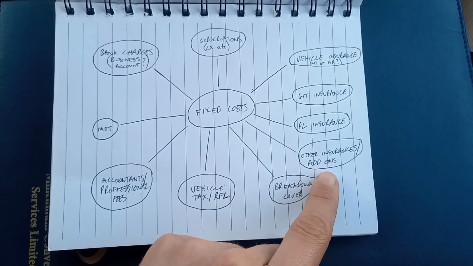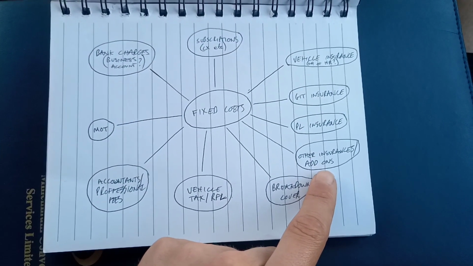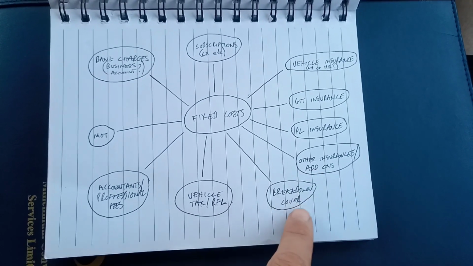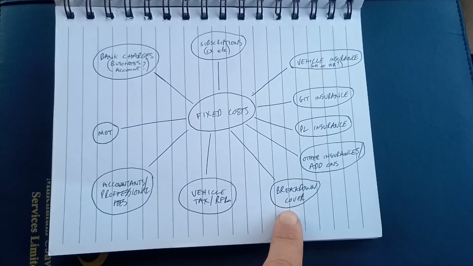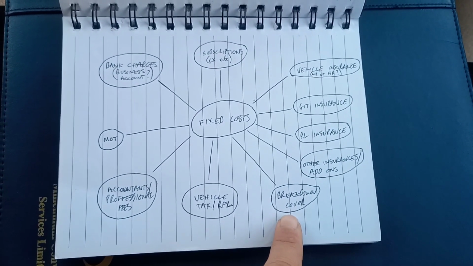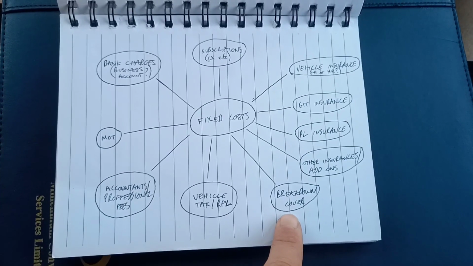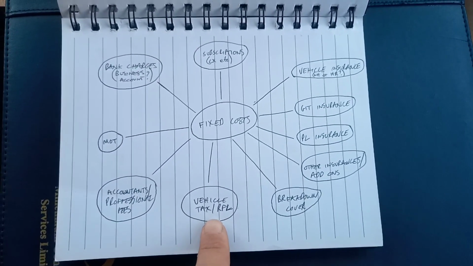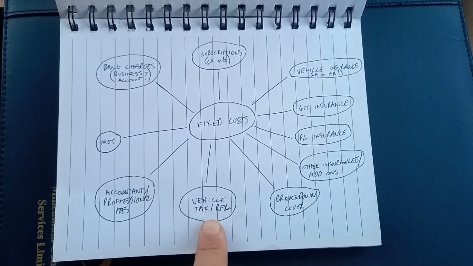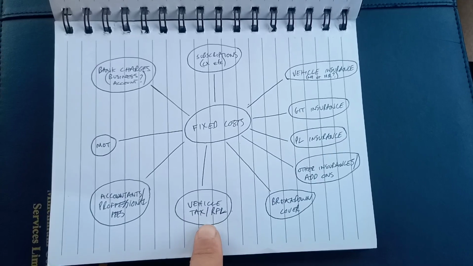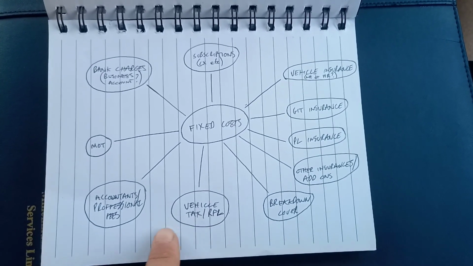So other insurances, add-ons, you might have a few extras on there. I've got a few of them, I'll go through them. So you might have breakdown cover. Obviously it's pretty essential really, this kind of work. You're going to cover loads of miles, just for your peace of mind. Breakdown cover. Vehicle tax or road fund licence, as they like to call it. That's not a very big cost really compared to the rest of them.